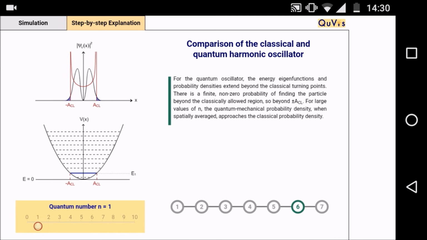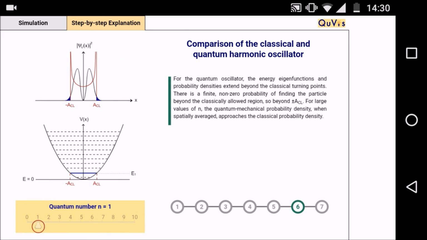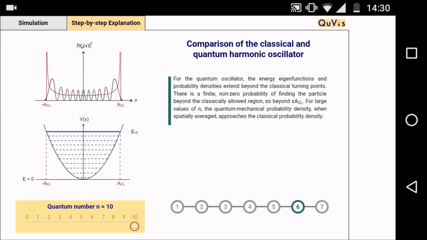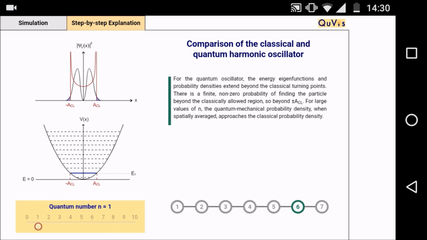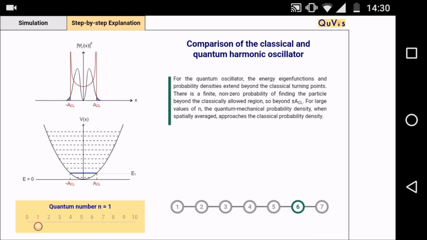For the quantum oscillator, the energy eigenfunctions and probability densities extend beyond the classical turning points. There is a finite non-zero probability of finding the particle beyond the classically allowed region, so beyond the turning points. For large values of n, the quantum mechanical probability density, when spatially averaged, approaches the classical probability density.